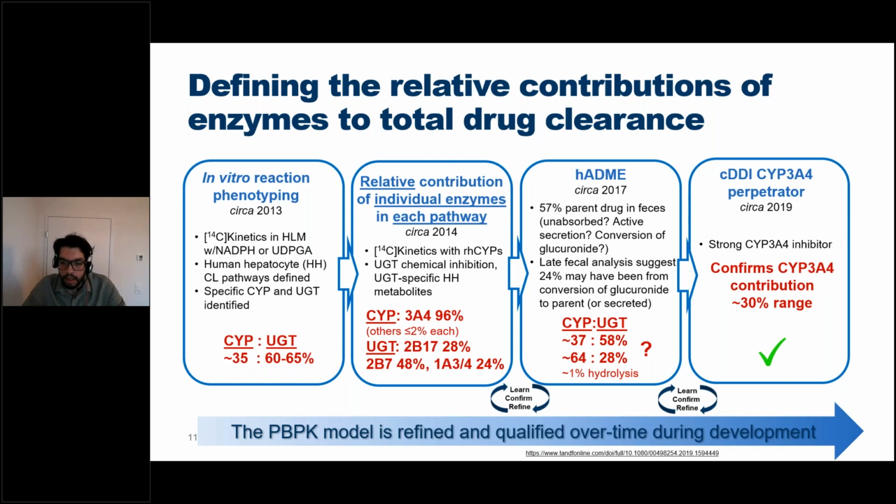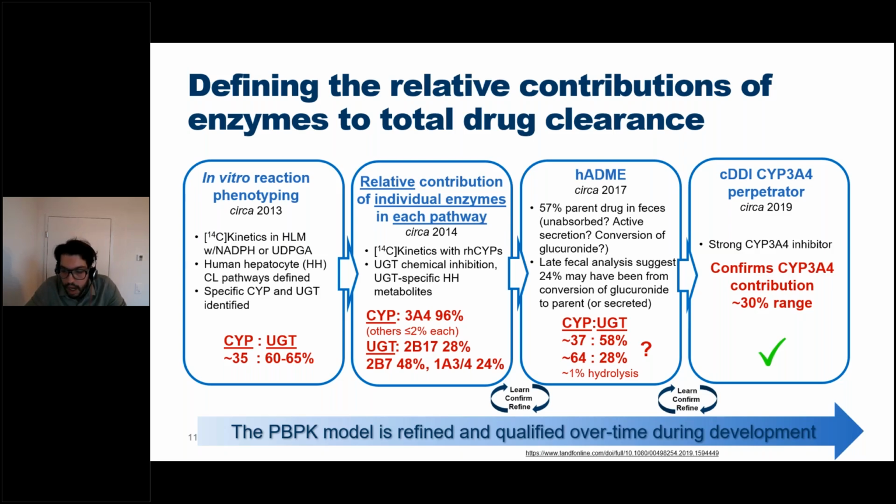Now, with additional analysis that was performed using late fecal samples, about 24% of this could have been attributed to either secretion or back conversion of the glucuronide to the parent. And here you see below, in red in the third box, the two scenarios that we end up having from the human ADME study.